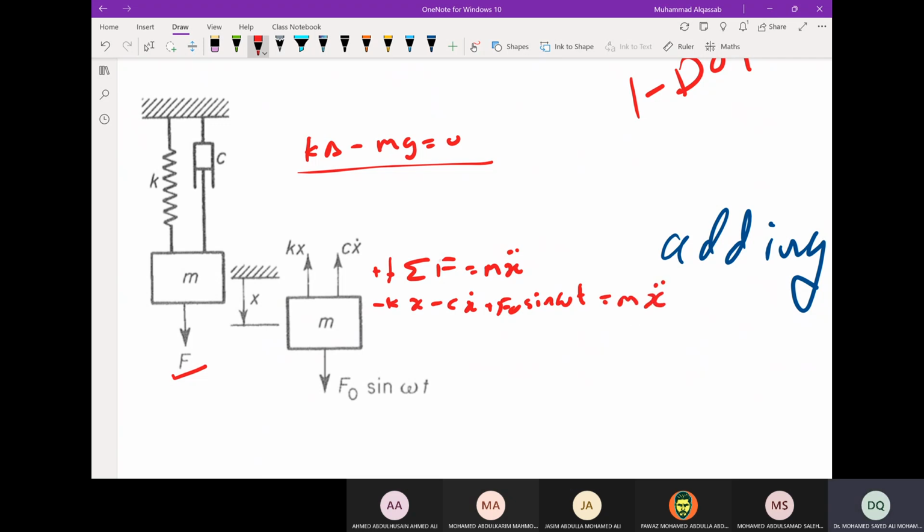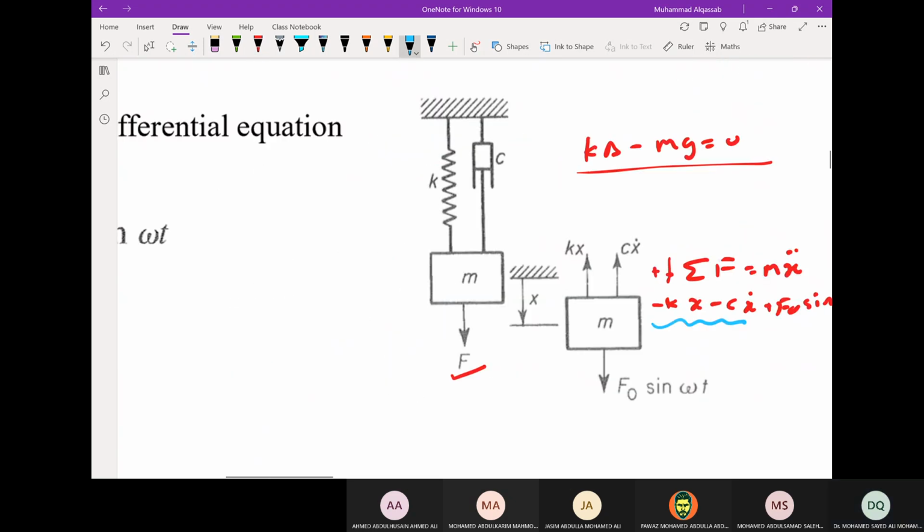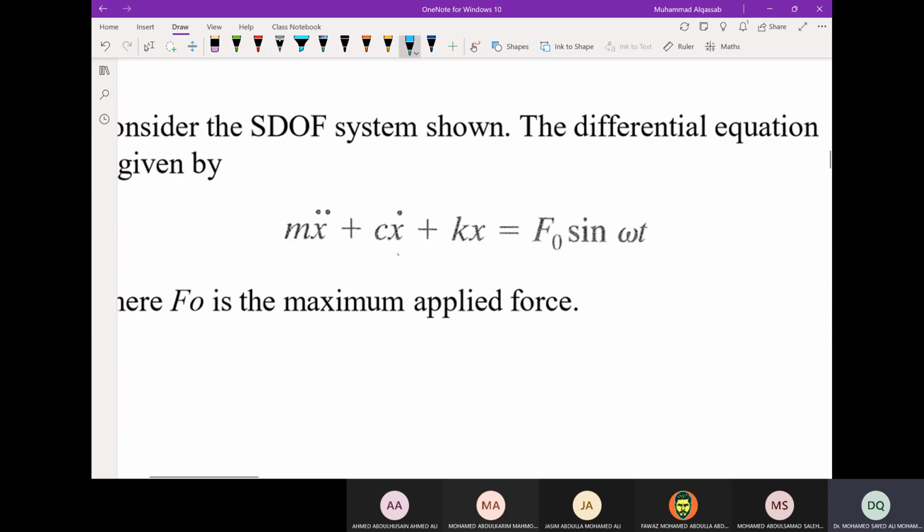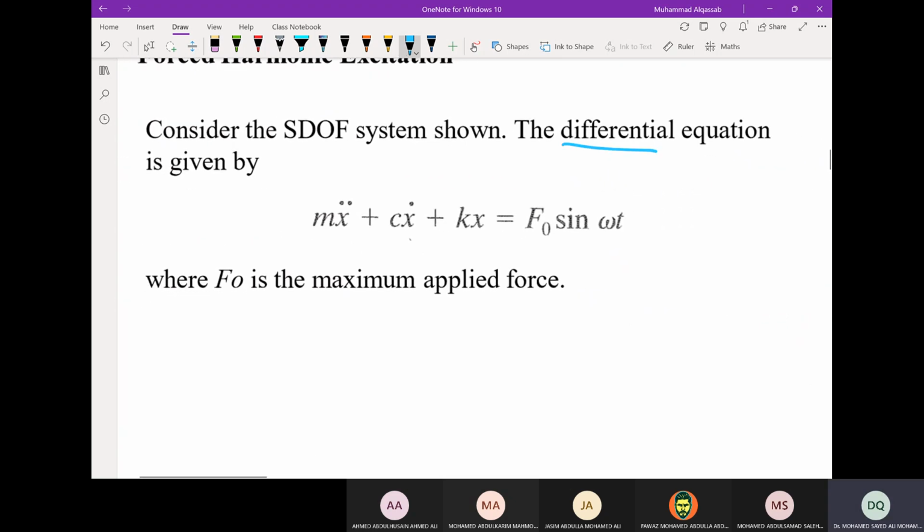Okay, and then we rearrange, we move those two terms to the other side. And we get the differential equation, which is mx double dot plus cx dot plus kx equal to F0 sine omega t, where F0 is the maximum applied force.